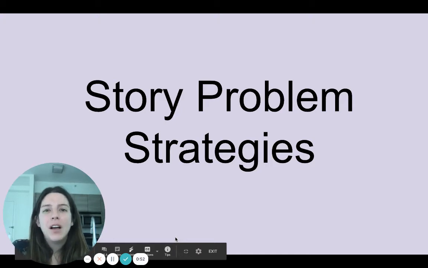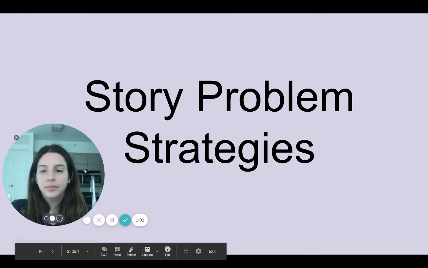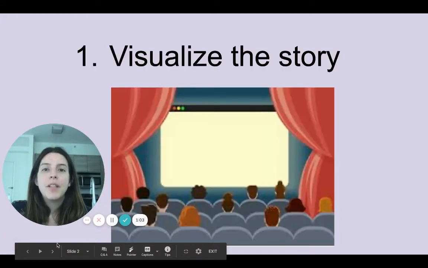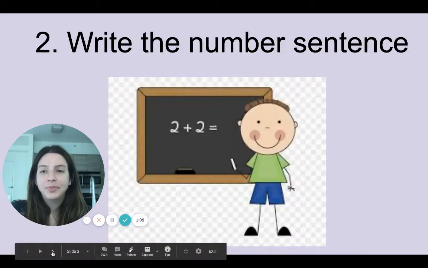Today we are going to solve story problems that have missing numbers. First, let's review our story problem strategies. Number 1, visualize the story. That means put a movie on in your brain of what is happening. Number 2, write the number sentence.